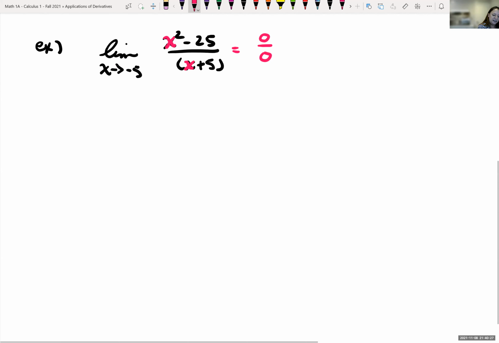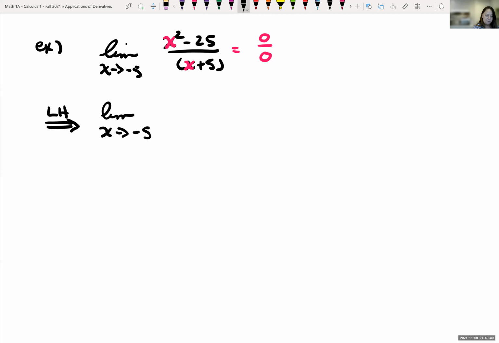Before, we would have looked at this and just factored. Let's just apply L'Hopital's rule, though, because that's what we're doing right now. That says we can take the limit as x is approaching -5 of the derivative of the numerator. The derivative of x squared minus 25 is just 2x, all over the derivative of the denominator. If I took the derivative of x plus 5, that just gives me back 1.